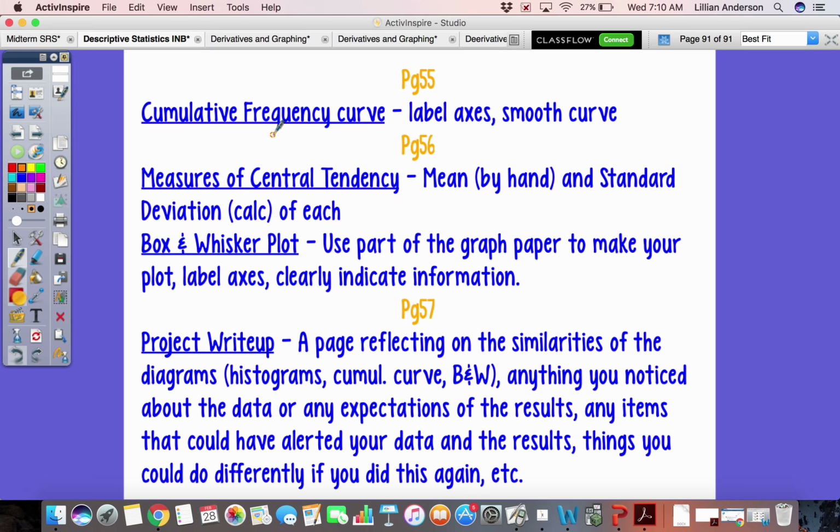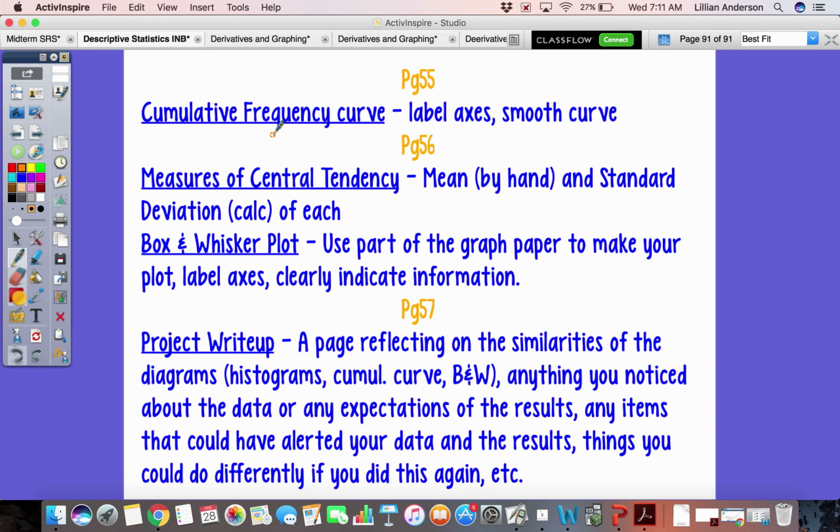Make sure you label your axis. Remember, it's an x-axis that's labeled, and please make sure you clearly indicate your information. I shouldn't have to struggle to find out where your median is or where your Q1 is, and so on and so forth. Make sure, if you need to, use a different color or something, so that I can see exactly where your lines are occurring. Okay.